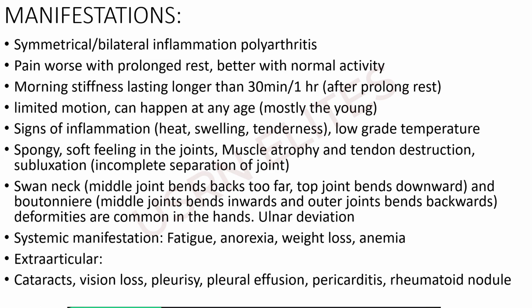Because it's inflammation, there's going to be a collection of fluid in the pleural space. Pericarditis, inflammation of the pericardium. Rheumatoid nodules, as you saw on the hand. So these are extra-articular manifestations. Extra-articular means away from, apart from the joint. And we have systemic manifestations because it affects the whole system.